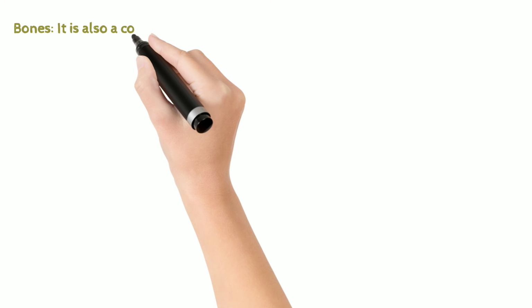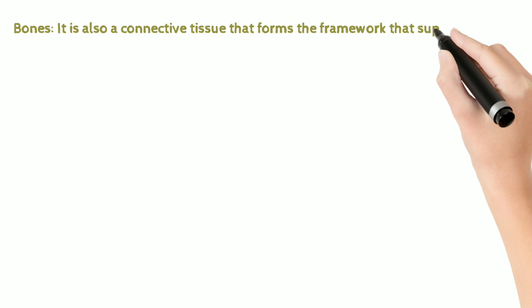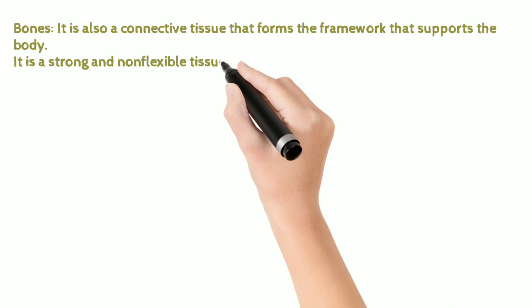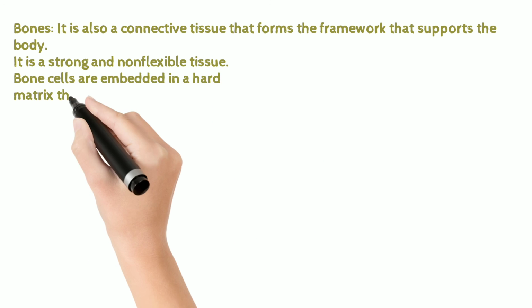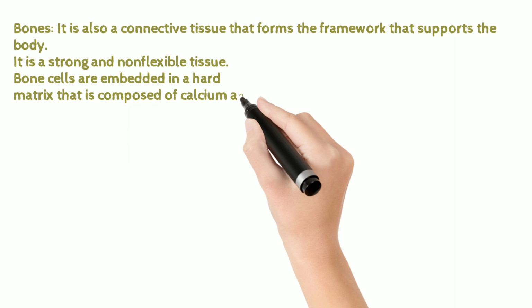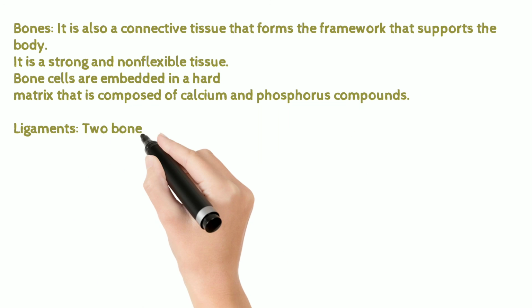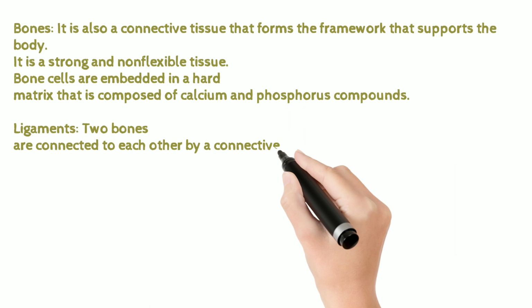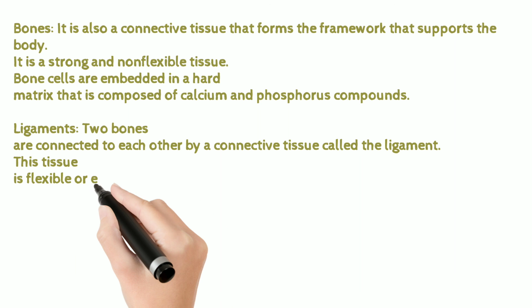Bones. It is also a connective tissue that forms the framework that supports the body. It is a strong and non-flexible tissue. Bone cells are embedded in a hard matrix that is composed of calcium and phosphorus compounds. Ligaments. Two bones are connected to each other by a connective tissue called the ligament. This tissue is flexible or elastic in nature.